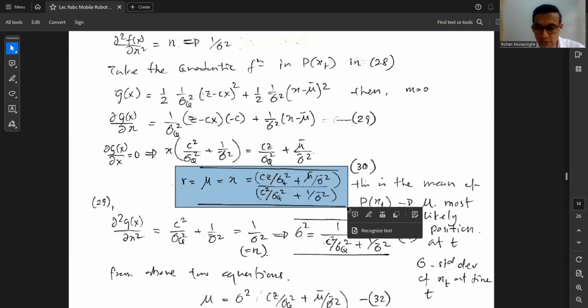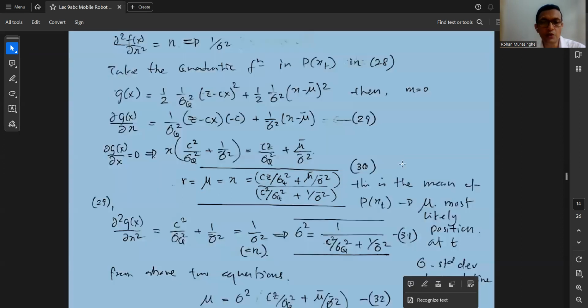What we have solved here, that is for x, is actually the mean of the new probability distribution function, probability density function. You have just found the new mean, the corrected mean, or the corrected most likely position of the robot. Equation number 30.